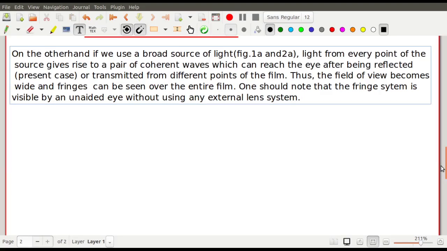So the next discussion will be, now there are two types of fringes actually as mentioned in your syllabus: fringes of equal inclination and fringes of equal thickness. So what do we understand by fringes of equal inclination and what do we understand by fringes of equal thickness or equal width?